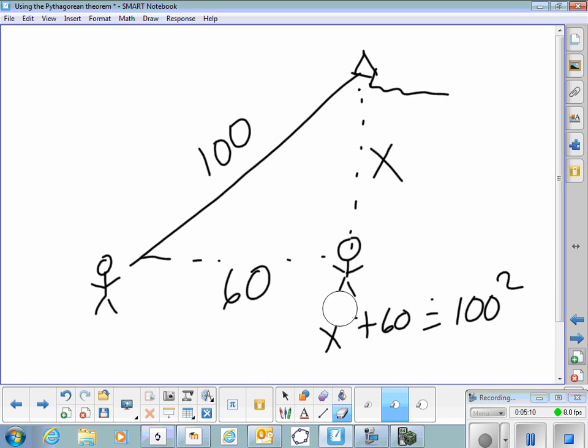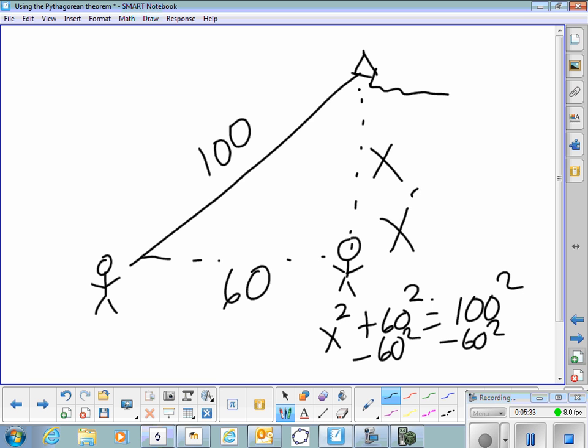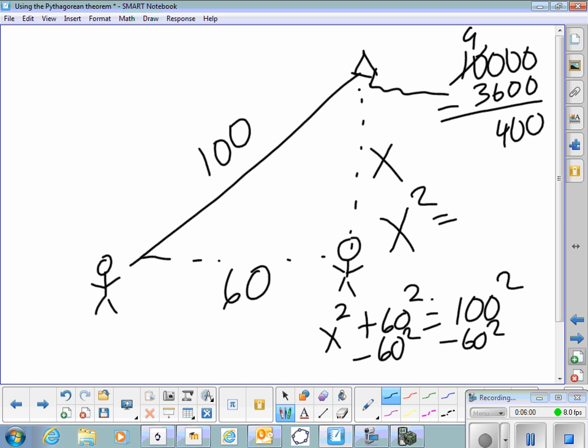Might just write my squareds a little neater. Okay, so solving that for x, let's subtract 60 squared from each side. And here's an interesting thing. 100 squared minus 60 squared is not 40 squared. So you actually have to put those into your calculator first. So x squared equals, well, 100 squared would be 1 with 4 zeros, which would be 10,000. 6 times 6 is 36, so 60 squared would be 3,600. So 10,000 minus 3,600. So I had to borrow from that. 10 minus 6 is 4, 9 minus 3 is 6, so 6,400.